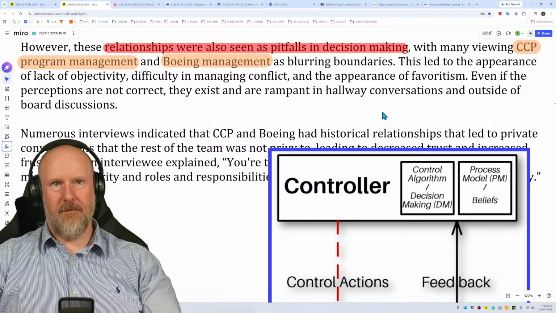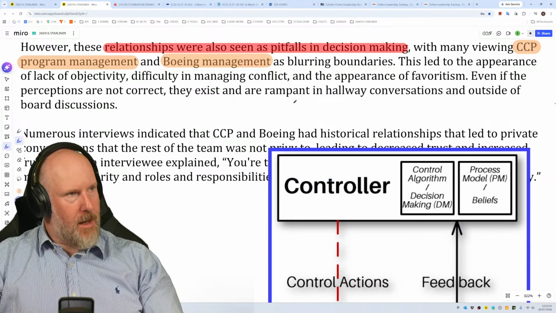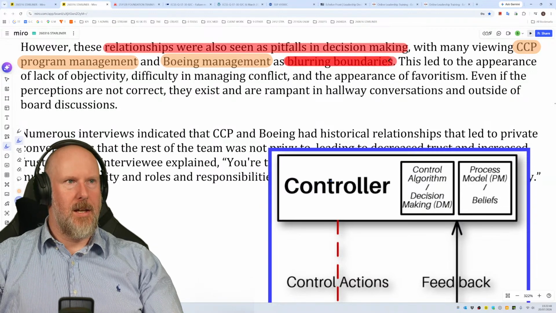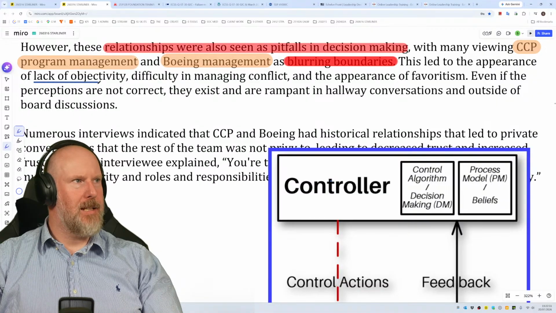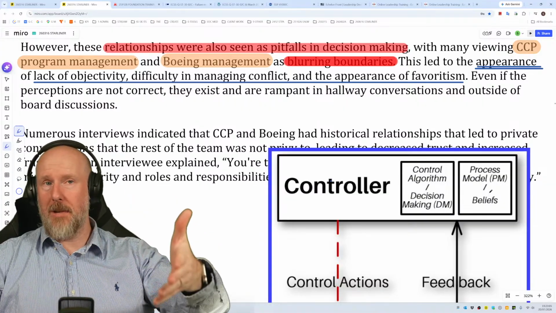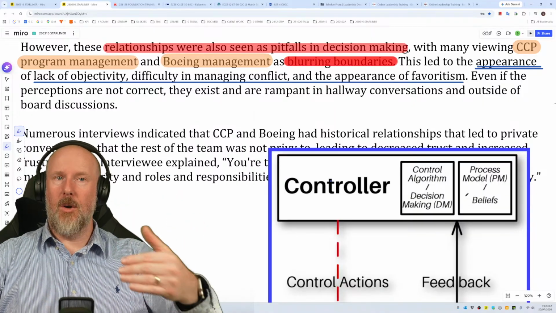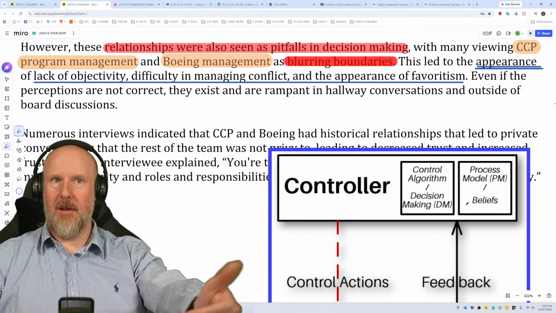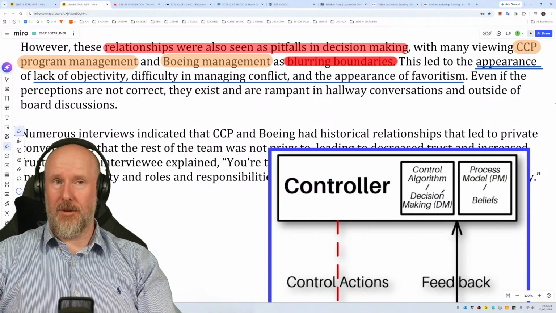Yeah, so that is a risk that has to be managed, both from a perception perspective, but also from actual boundaries being blurred. So I would absolutely highlight that as an important issue for the control structure. This led to the appearance of lack of objectivity, difficulty in managing conflict, and the appearance of favoritism. I'm just highlighting appearance because it could be a feeling, it could be an appearance which leads to forming a belief, but that is not necessarily the reality of the situation. But likewise, while it's an appearance, it could be a real lack of objectivity, a difficulty in managing conflict, and an appearance of favoritism or actual favoritism.